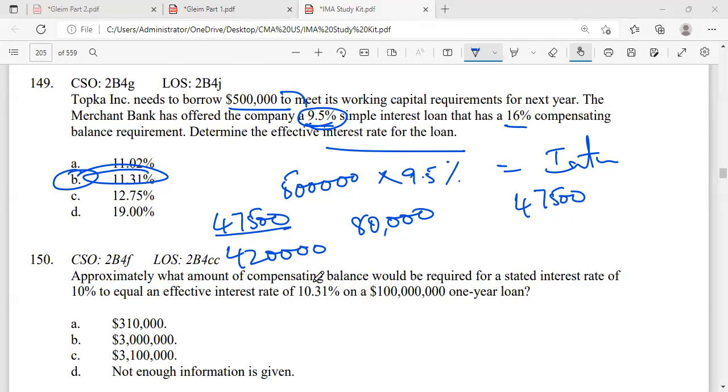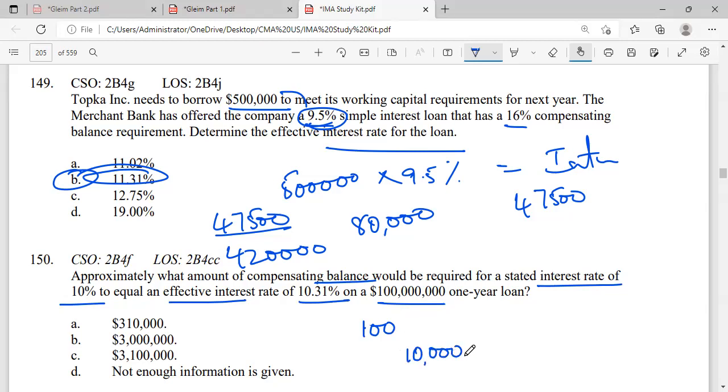Approximately what amount of compensating balance would be required for a stated interest rate of 10% to equal an effective interest rate of 10.31% on a 100 million one-year loan? So 100 million loan is required. 100 million into 10% is nothing but 10 million. Now 10 million is going to be your interest.